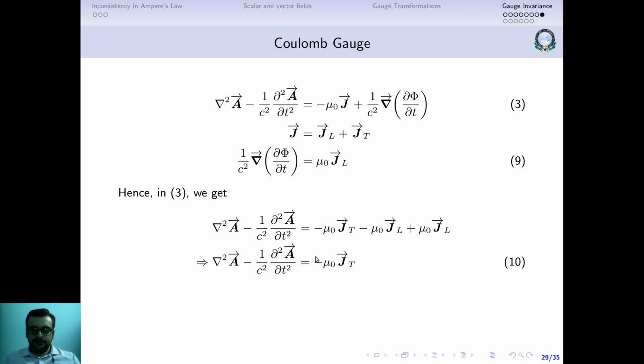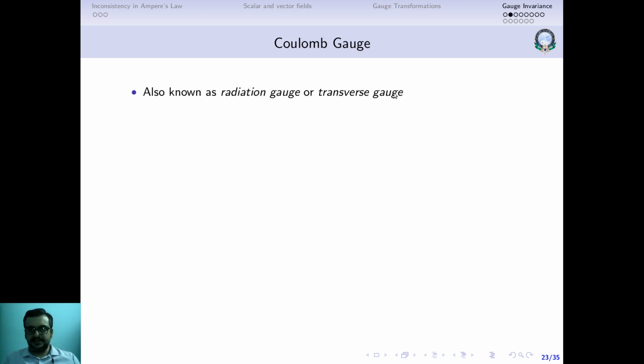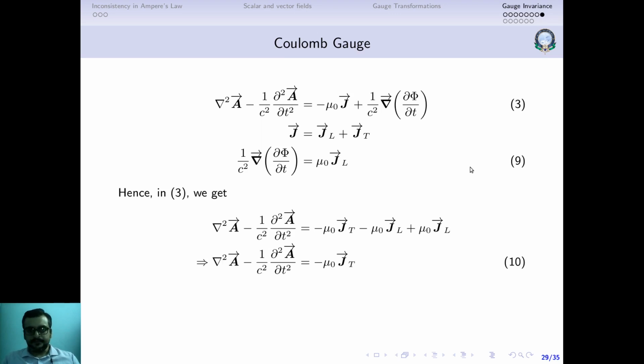And also one more thing that you notice here on the right hand side, it has got only jt. And what is jt? Jt is transverse current. That's why this is also known as the transverse gauge. It is called Coulomb gauge because phi has the form of the instantaneous Coulomb potential. It is called transverse gauge because on the right hand side of A, the transverse current comes into the picture, and it is called radiation gauge because the transverse radiation fields are given by A alone, because phi gives us the near fields. So this is the Coulomb gauge.